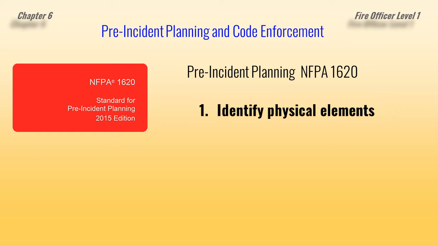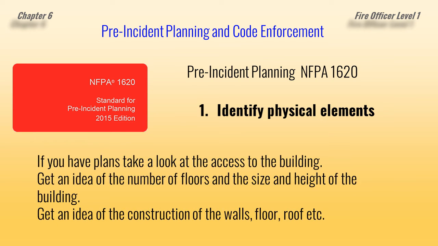The first element is to identify the physical elements. If you have plans, take a look at the access to the building. If you have a target hazard, maybe something new going up in your town, or a larger building that could be confusing, see if you can get a hold of the plans, and start with looking at the access of the building.